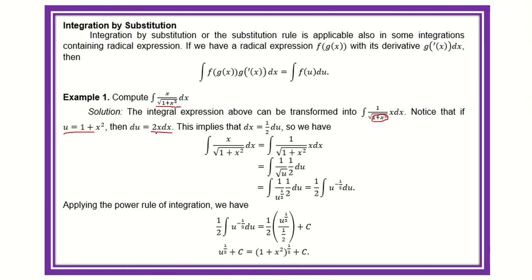This implies that x dx is equal to 1/2 du. Kulang, no? It implies that x dx is 1/2 du. So, it means this one. Copy it here. And then this one is du.